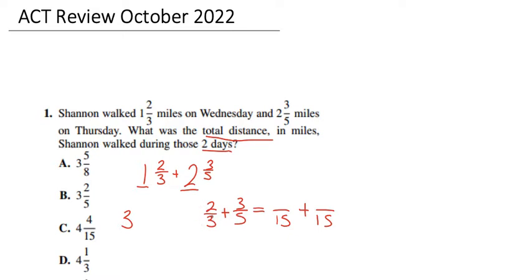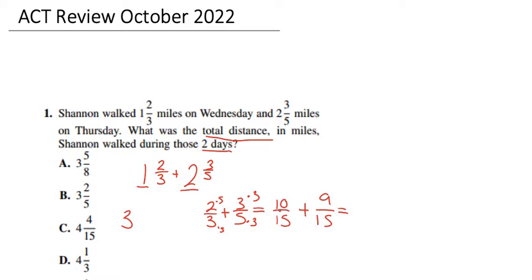On the left, to get from 3 to 15, we have to multiply by 5. And what we do to the bottom, we also do to the top. 2 times 5 is 10. To get from 5 to 15, we have to multiply by 3. And what we do to the bottom, we also do to the top. 3 times 3 is going to be 9.